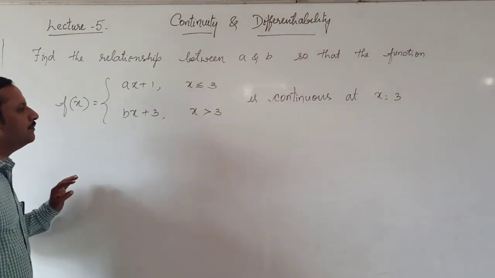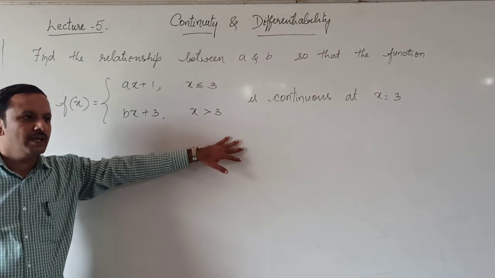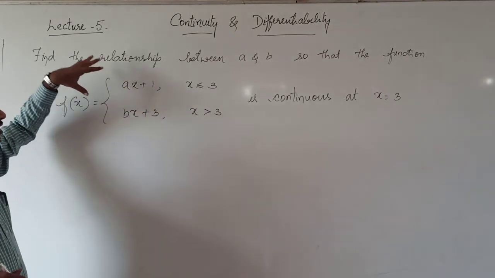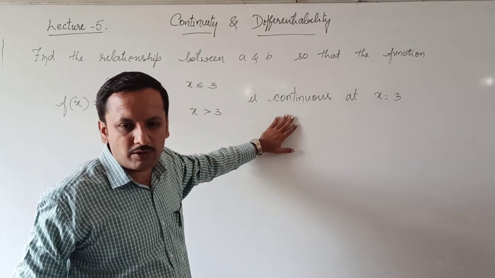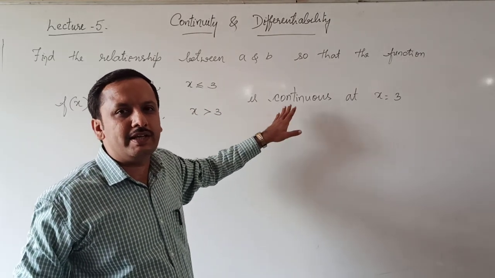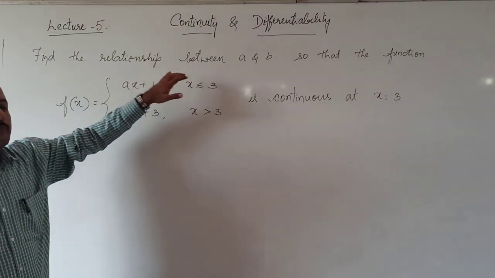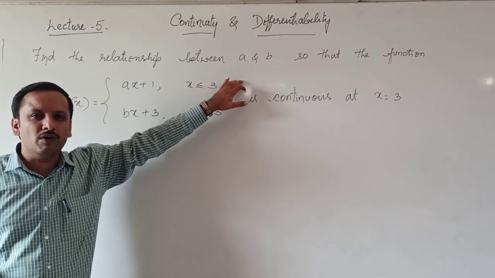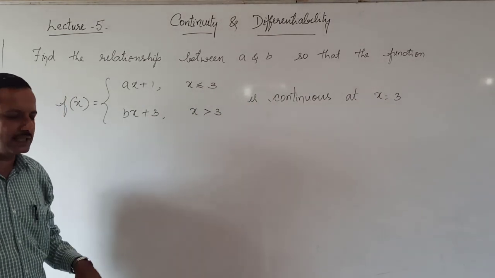Students, here we are not asked to prove that this function is continuous at x equal to 3. In the question itself, they have already given that this function is continuous at x equal to 3. So, if this is continuous at x equal to 3, then what is the relation between a and b? That is what we have to find out.